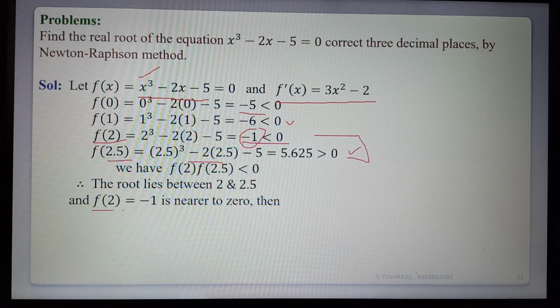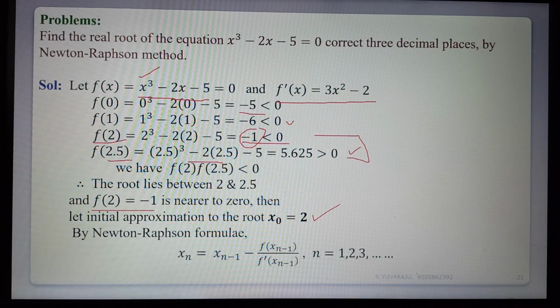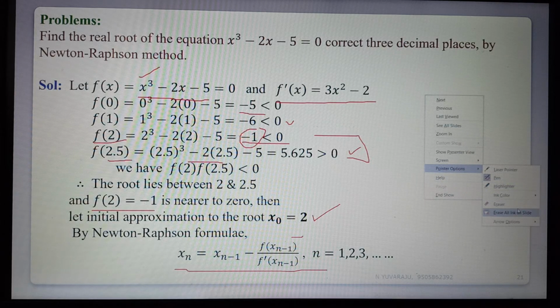So f of 2 is equal to minus 1, which is near to 0, so let the initial approximation x naught be equal to 2. Next, finding the first approximation by using Newton's formula. The Newton-Raphson formula is xn is equal to xn minus 1 minus f of xn minus 1 by f dash of xn minus 1. First, substituting n is equal to 1.